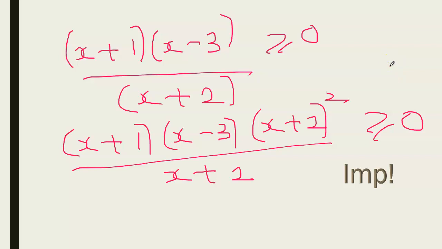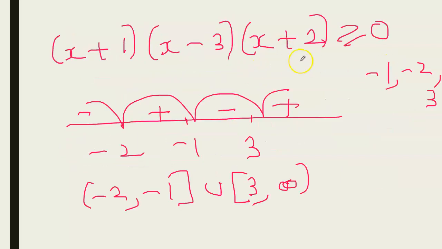So this becomes (x plus 1)(x minus 3)(x plus 2). So we have removed x plus 2 from the denominator and brought it to the numerator. And the roots are minus 1, minus 2 and 3. We plot it on the number line and write alternate plus and minus starting from the rightmost interval. And we have to look at the positive sign. So the solution set is minus 2 to minus 1, semi-closed at minus 1, union 3 to infinity.